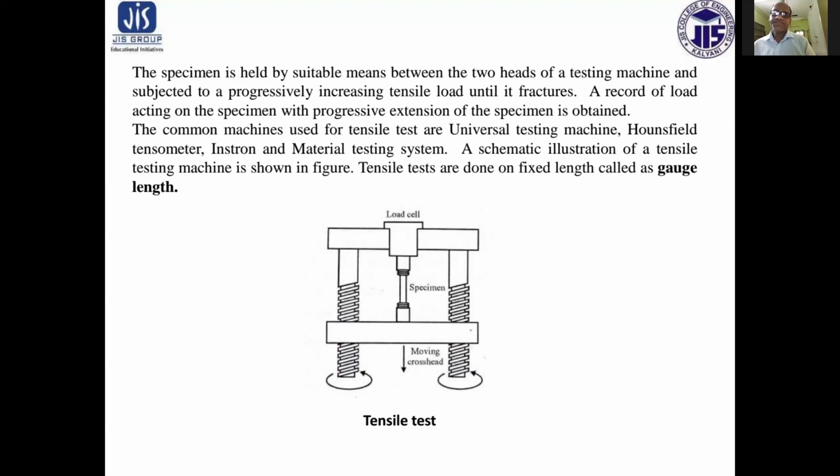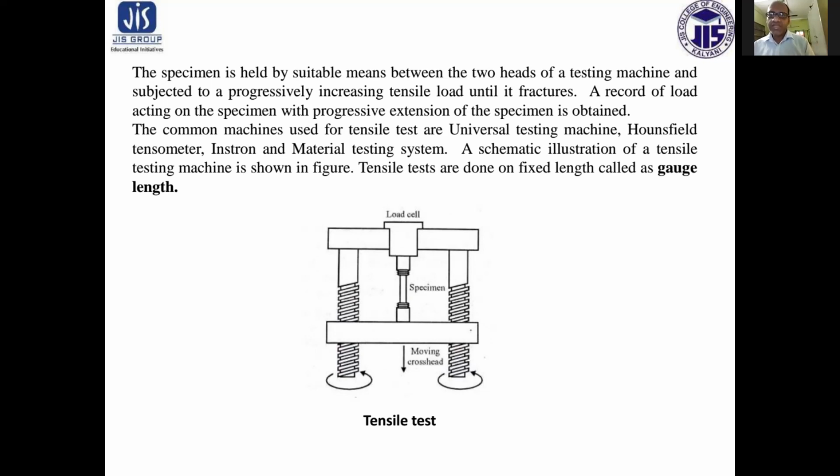The specimen is held by suitable means between the two heads of a testing machine and subjected to a progressively increasing tensile load until it fractures. A record of the load acting on the specimen with progressive extension of the specimen is obtained. The common machines used for tensile test are the universal testing machine, Hounsfield tensometer, Instron and materials testing system.